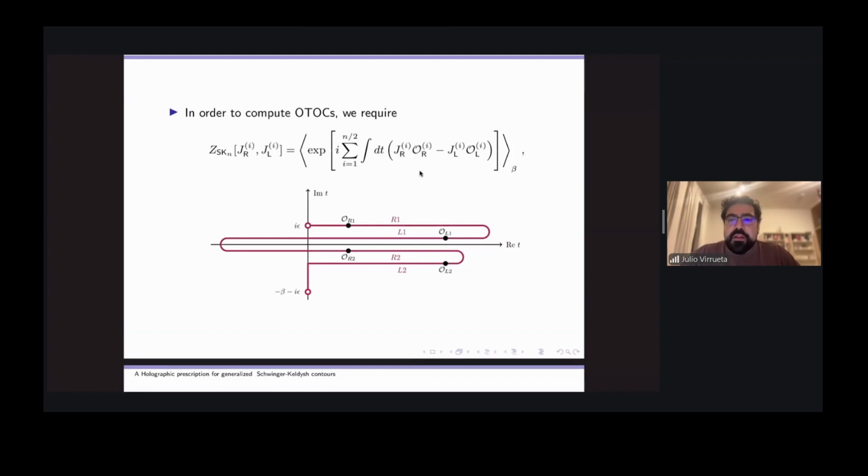And to do that, I need to consider these kinds of objects in which instead of just two time evolutions, one forward and one backwards, I need to have more time evolutions in order to have the corresponding operator insertions to capture any correlator I want. Here I am depicting the kind of insertion one would need for the out-of-time order correlator. But more generally, one would like to compute the generating functional for all correlators. So if I have enough back and forward time contours, I will be able to compute any kind of time ordering I wish, ideally.